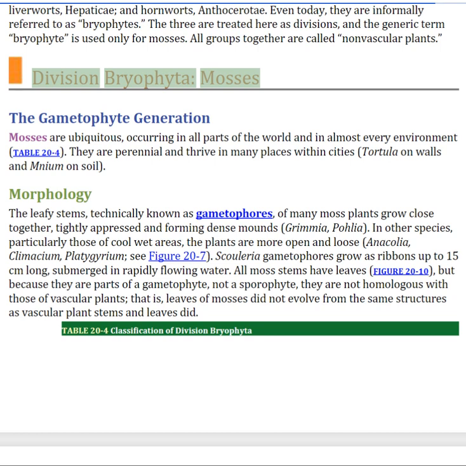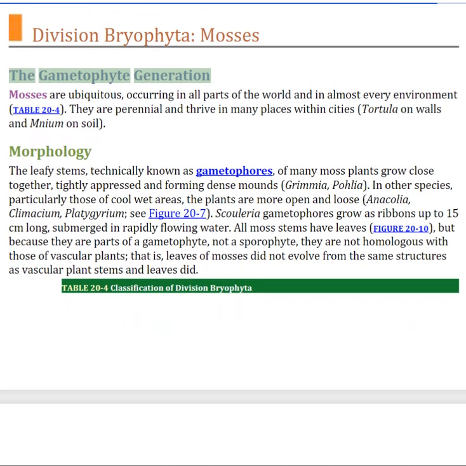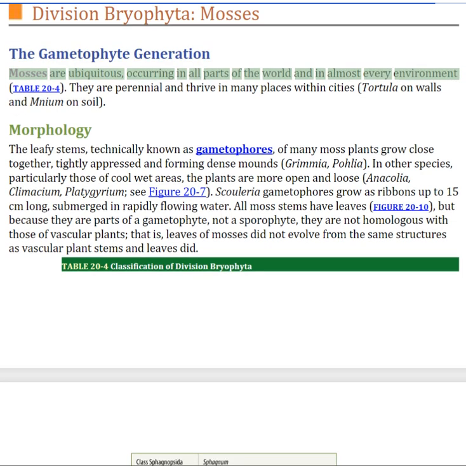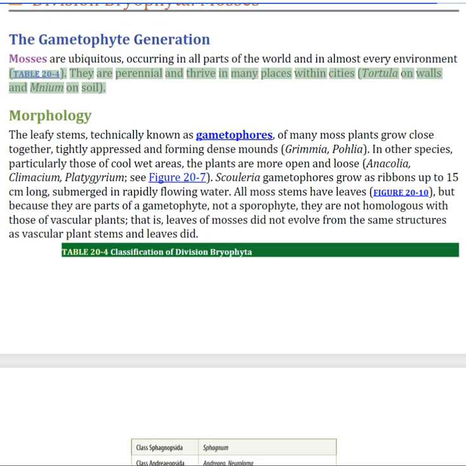Division Bryophyta, mosses. The gametophyte generation. Mosses are ubiquitous, occurring in all parts of the world and in almost every environment. They are perennial and thrive in many places within cities.